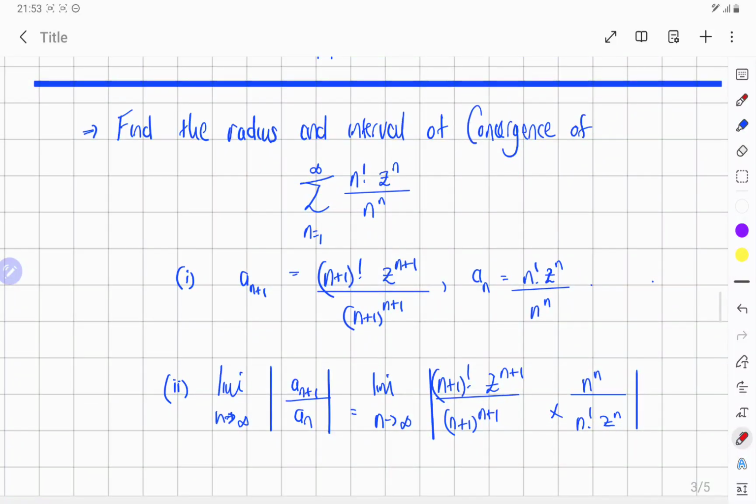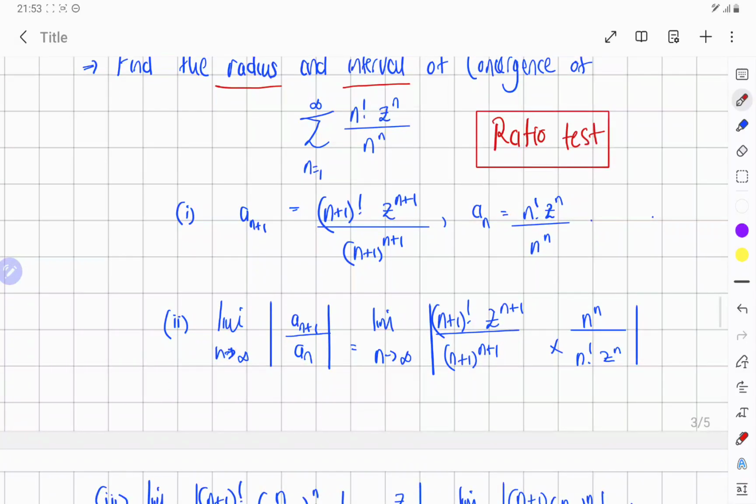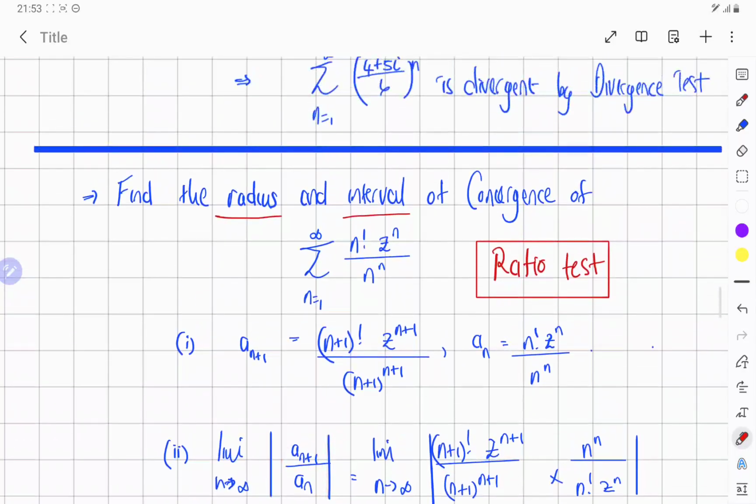So we will always, for radius and interval of convergence, do the ratio test. So please remember that whenever you come across a question like that in a test or exam, radius and interval of convergence, you will immediately use the ratio test. What does the ratio test do? We're doing the limit as n approaches infinity of the absolute value of a_(n+1) divided by a_n.